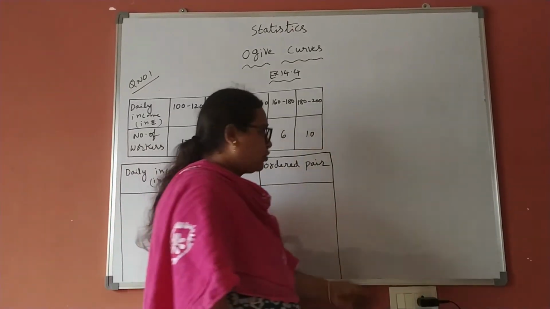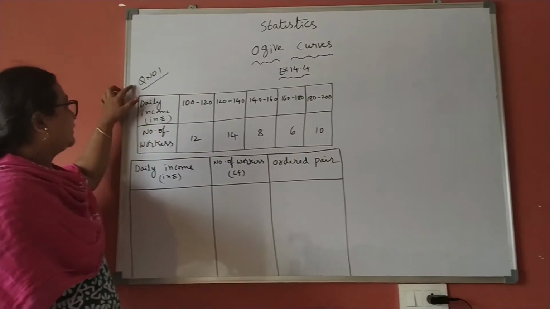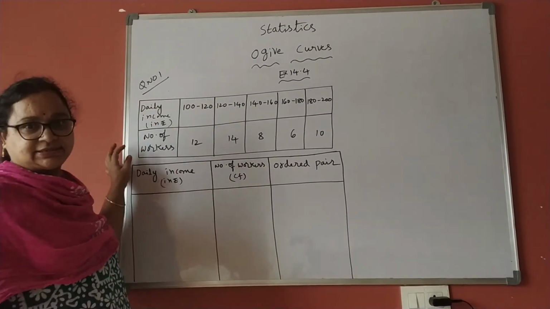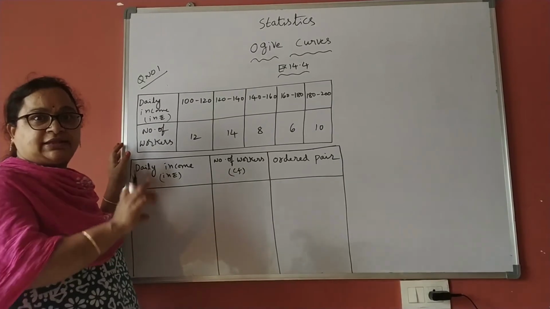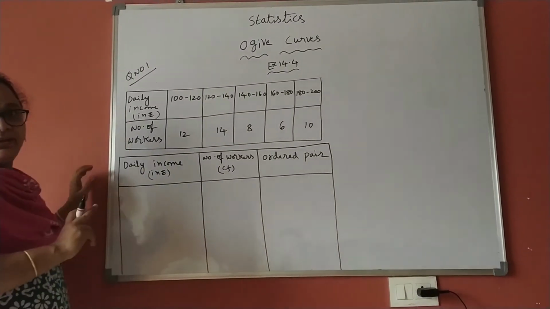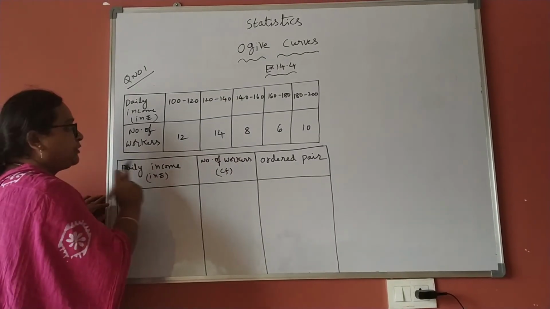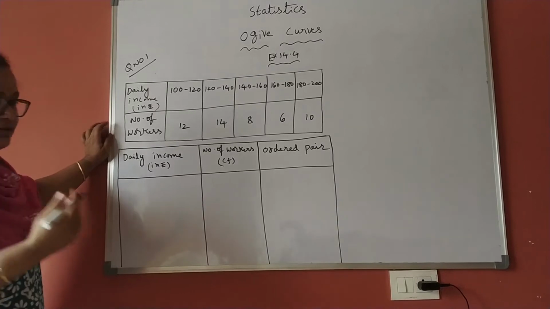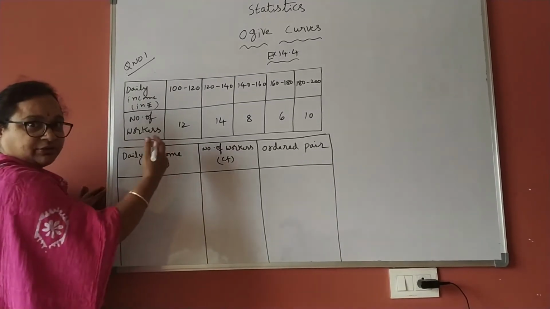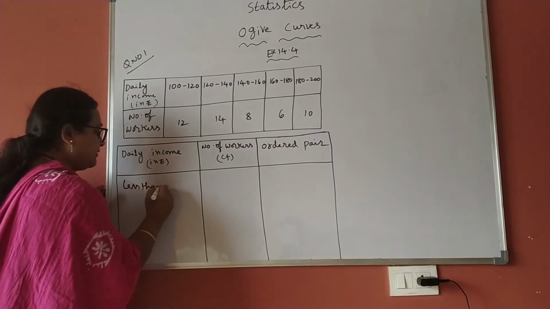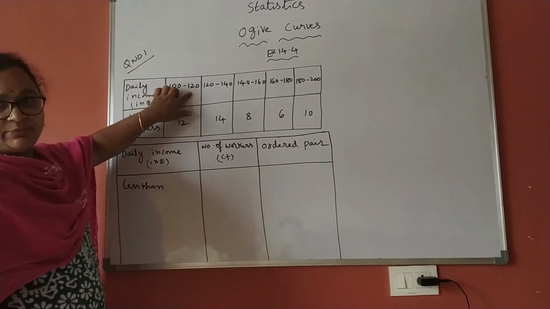Exercise 14.4, question number 1. In this they gave the daily income of 50 workers and they asked us to draw a less than type OGIVE. So we need to prepare another table. Daily income in rupees. If it is less than OGIVE, we will consider the upper class limit. So we have to convert the daily income into another table. Less than, what is the upper class limit?